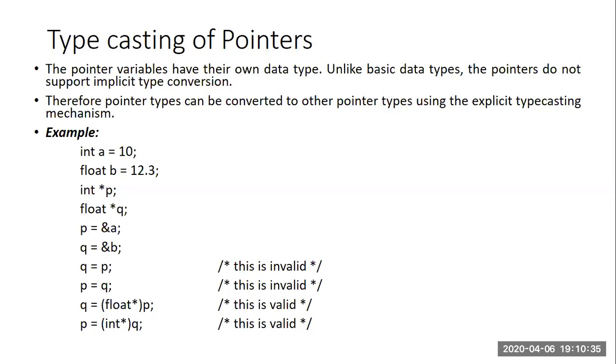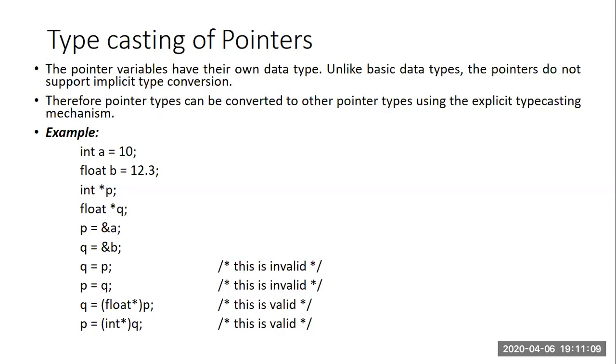Let me explain it with an example. Suppose here, the example that I considered, say int a equal to 10 and float b equal to 12.3. What is int a? It's a normal variable a of type integer. The second line says it's a normal variable b of type float. Both are initialized at 10 and 12.3 respectively.